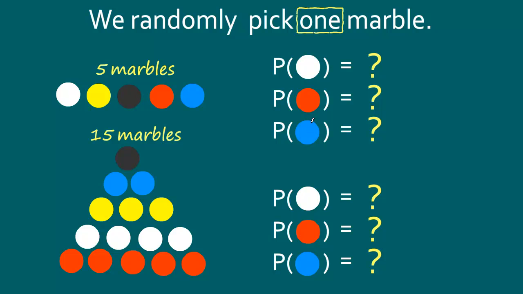Now, for the second question, we have 15 marbles, and we ask ourselves the same set of questions as the first one: from these 15 marbles, if we were to pick one marble, what is the probability that the one marble we pick is a white marble? What is the probability that it is a red marble? And finally, what is the probability it will be a blue marble? Let's find out how we solve these questions.